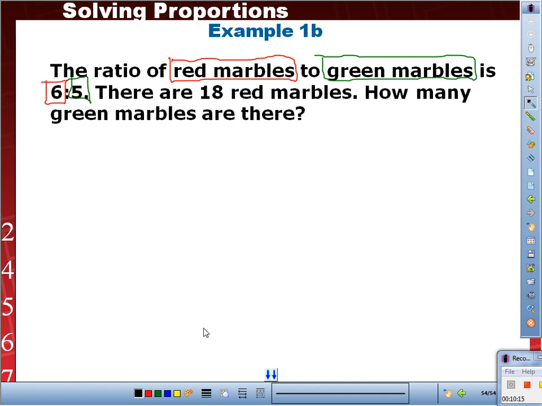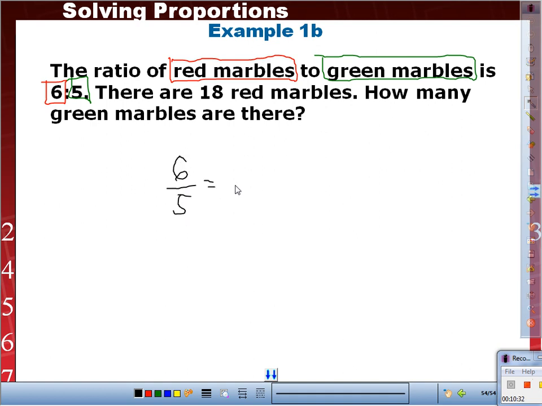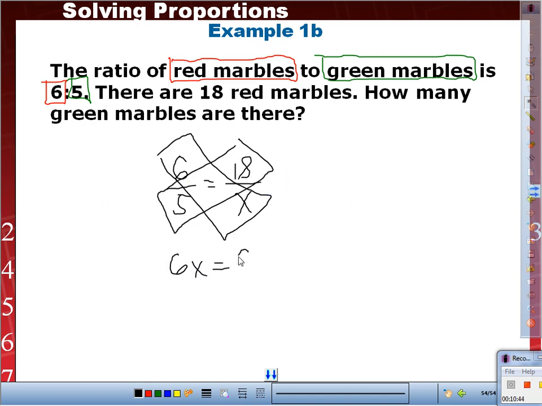Okay, let's see. Can you give us the proportion, please? Isabella R. 6/5 equals 18/x. Hands, have you got that? That is correct. Cross multiply. 6x equals 90. Last step. Divide by 6, divide by 6. X equals 15.